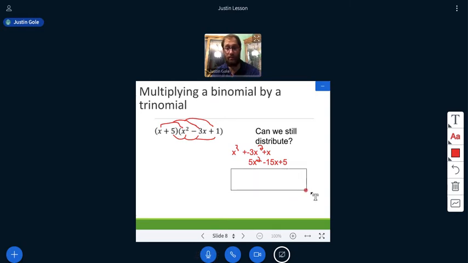We get x to the third again, plus 2x squared. Minus 14x plus 5. x minus 15x is negative 14x. Negative 3x squared plus 5x squared is 2x squared. Let's add our exponents. And 5 plus nothing. The x to the third and the 5 are by themselves, so we just carry them down.